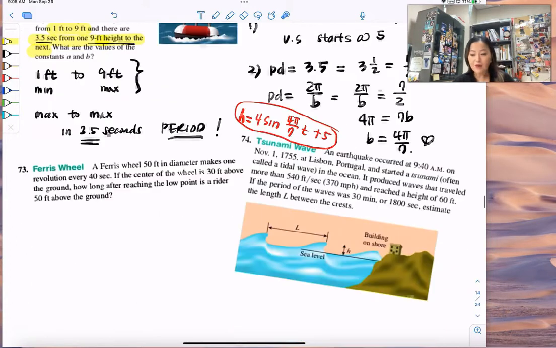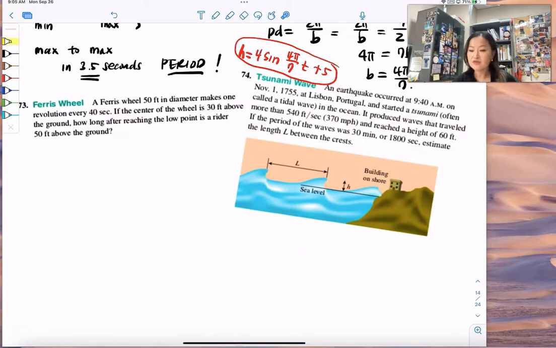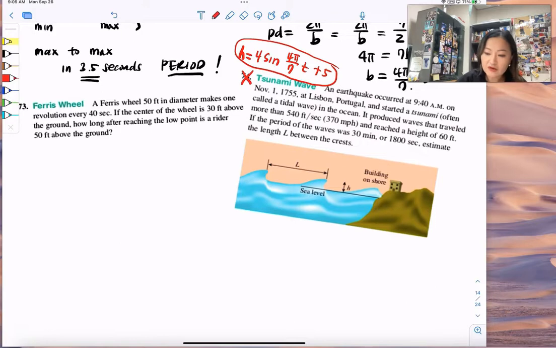Now, I'm not going to do the tsunami wave, so we'll skip it. Woohoo! Okay, we're going to do the Ferris wheel. Ferris wheel is a lot more fun anyways, right? Ferris wheel, okay? Now, I want you to understand how a Ferris wheel works. Ferris wheel goes around in a circle, right?